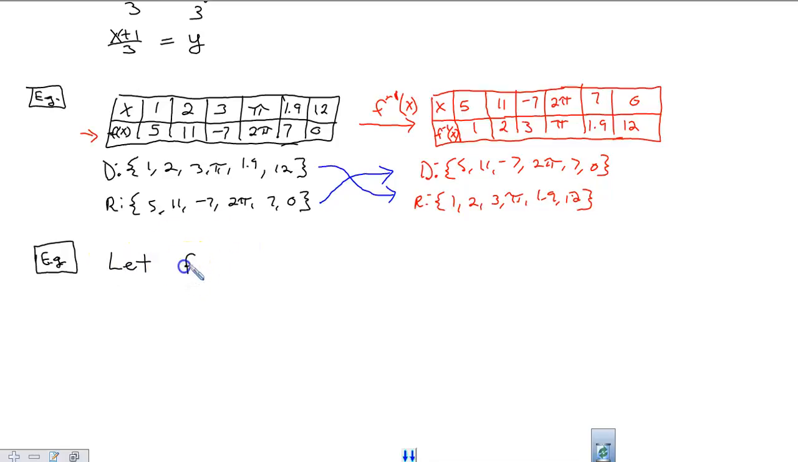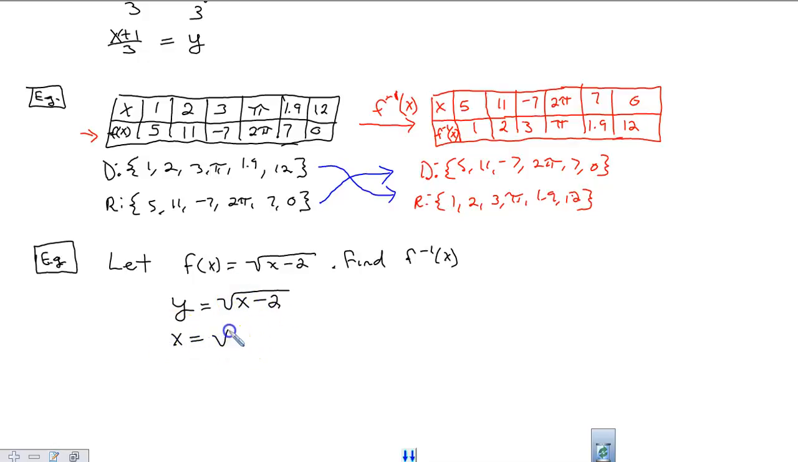So let's let f of x equal the square root of x minus 2. And let's say we want to find, obviously, f inverse. So again, here's the strategy. First things first, we need to write f of x as y and rewrite our function. Then we need to switch the x and y and solve for y. So in this particular case, the first thing I'm going to do is square both sides to cancel my square root here.